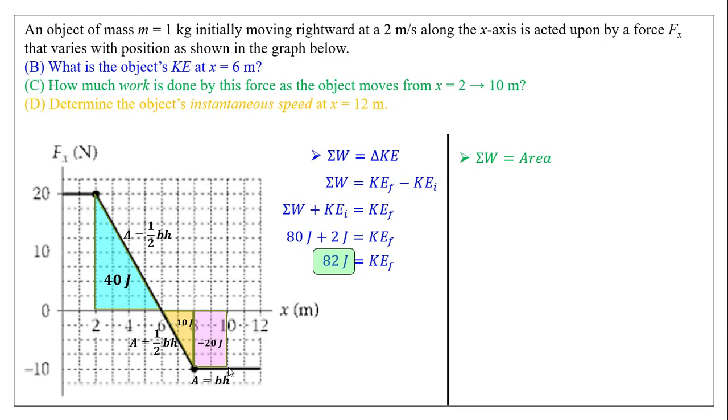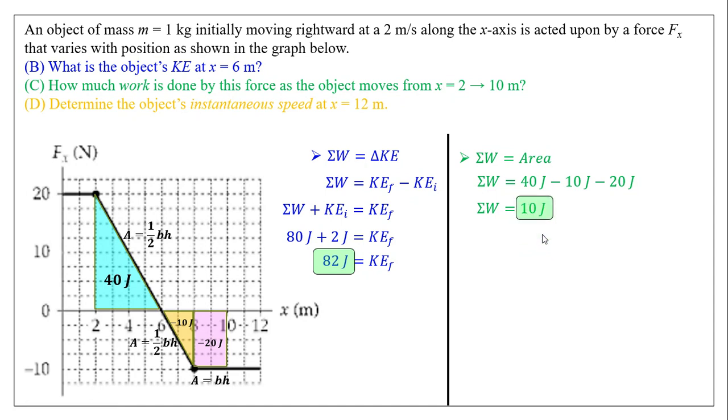All right, on that, I'm just going to go ahead and count up the shaded area. Here, this is a positive 40. This is a -10. That's a -20. So 40 minus 30 will give me an area of 10 joules. So the net work done is a positive 10 joules. All right, and that is the answer for part C.